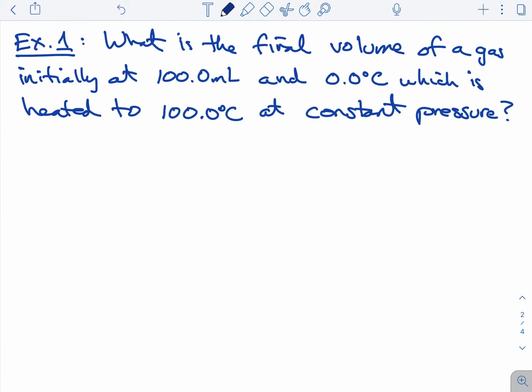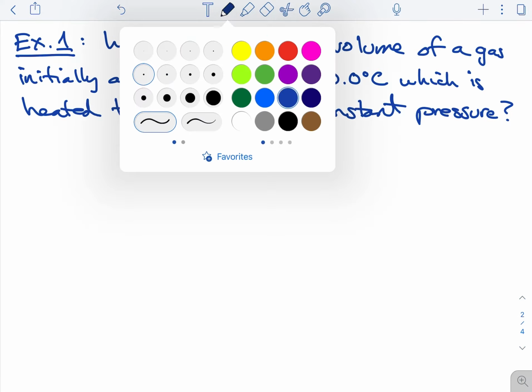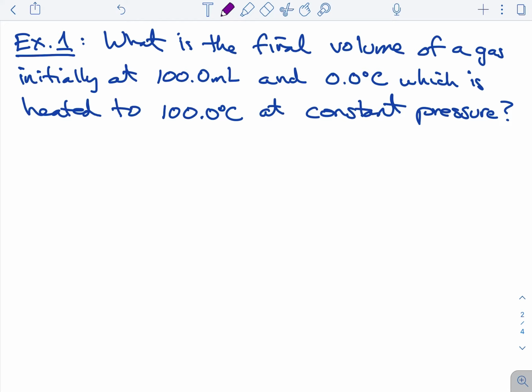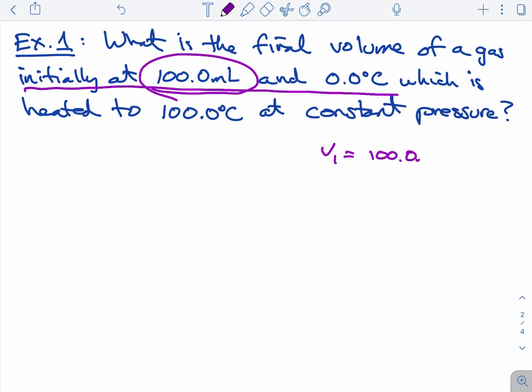All right, so let's work an example. What's the final volume of a gas initially at 100 milliliters and 0 degrees Celsius, which is then heated to 100 Celsius at constant pressure? So this is a single gas that's being heated. And so let's just pull out what all the variables are. So we're told that it's initially at this. So that 100 milliliters is a measure of volume, right? So our V1 is 100 milliliters.